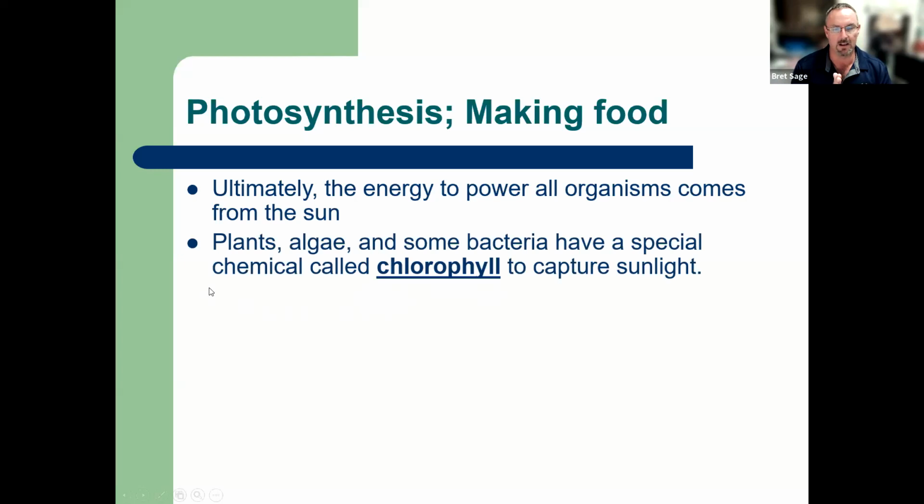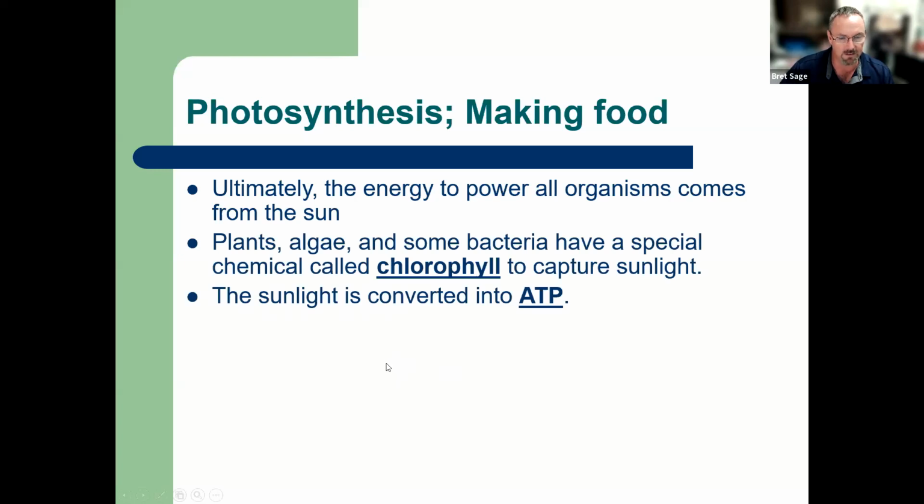Plants, algae, and some bacteria have a special chemical called chlorophyll. That's the green pigment found in plants. The sunlight gets converted into ATP. So you might be thinking, isn't that great? Isn't that the end of the story?